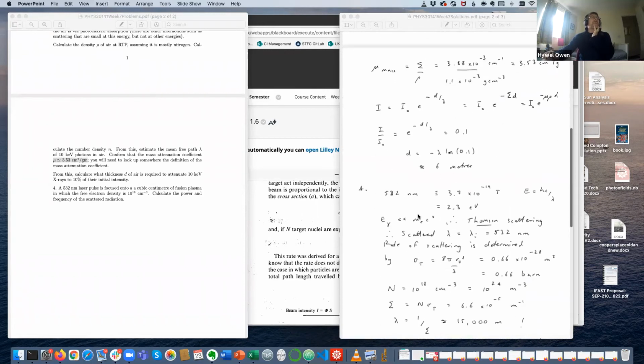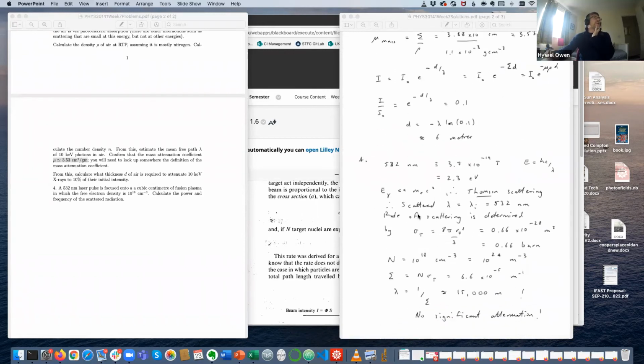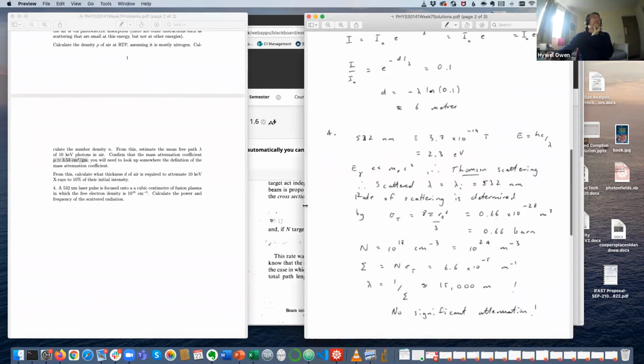So here we have the situation of Thomson scattering. This is the same as one of the examples at the end of section 4. I think it's example 4.4, I believe. So we are thinking about laser light, which is focused onto a small quantity of plasma, a cubic centimeter of it. And we're given that the free electron density is 10 to the 18 per cubic centimeter.